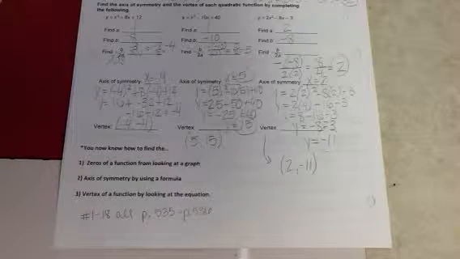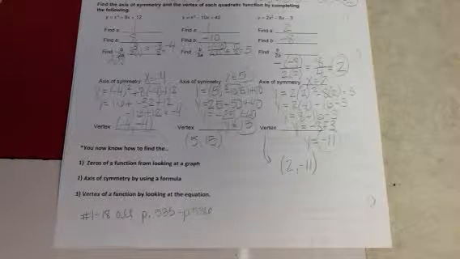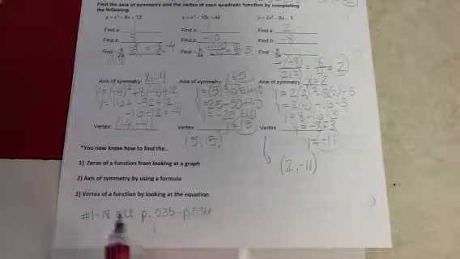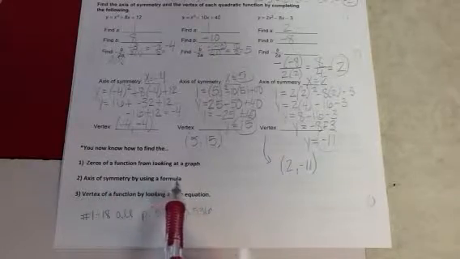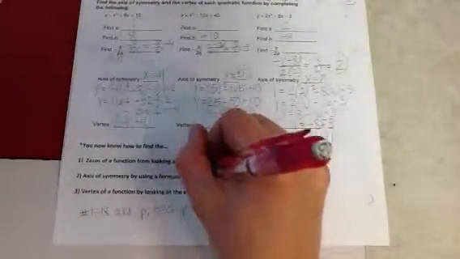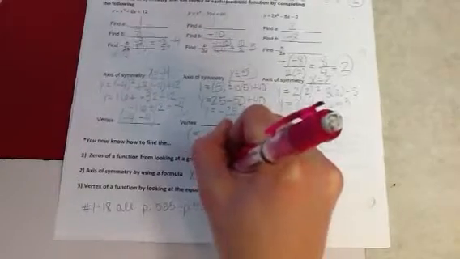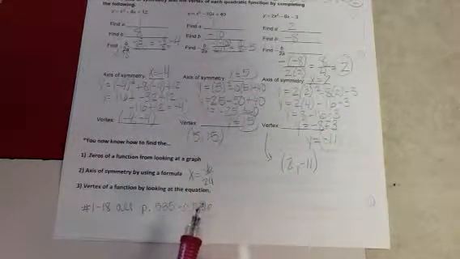All right, I know I went through those fast, so if you need to rewatch the video tonight or even in class, you can ask the sub to replay parts of the video if you need to. But here's just kind of a recap. So now you know how to find the zeros of a function from looking at a graph, the axis of symmetry by using a formula, which is negative b over 2a, and the vertex of a function by looking at the equation.